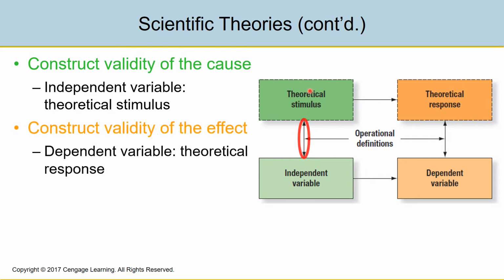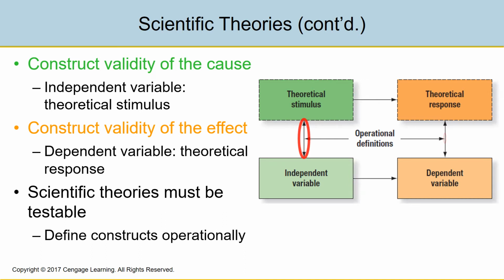What about construct validity of the effect? The cause was manipulating the independent variable. The effect is going to be measured by the dependent variable, and that's going to be an effect on the theoretical response. So here we're just asking, do we have a valid measure of the theoretical response? Is our theoretical response validated by the dependent variable? Okay. So construct validity of the cause refers to the relationship between the independent variable and the theoretical stimulus. Construct validity of the effect refers to the relationship between the dependent variable and the theoretical response.